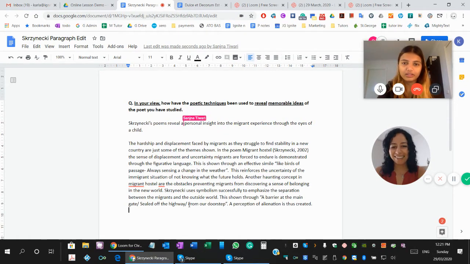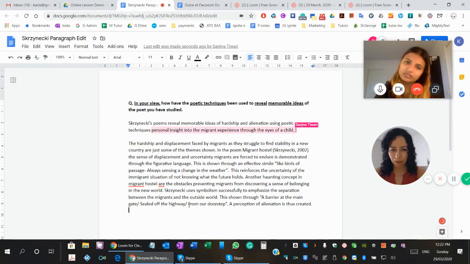Yes, exactly. That's an easy substitute. And now tell me what those memorable ideas are. You might want to steal that from your next sentence. Okay, hardships and alienation. Yep. Remember, there's a hardship and alienation. Using poetic techniques. I'm not sure how to connect it to this part. Okay, so Shinesky's poems reveal memorable ideas of hardship and alienation using poetic techniques.